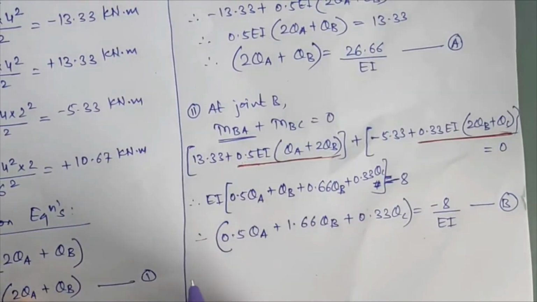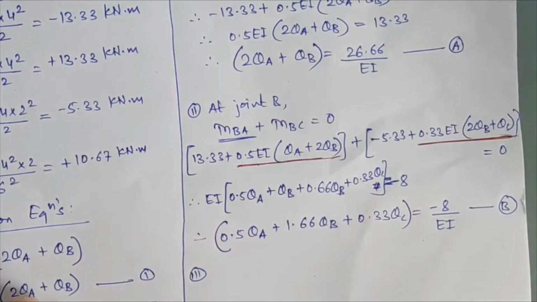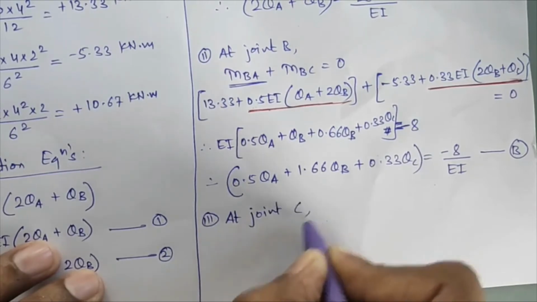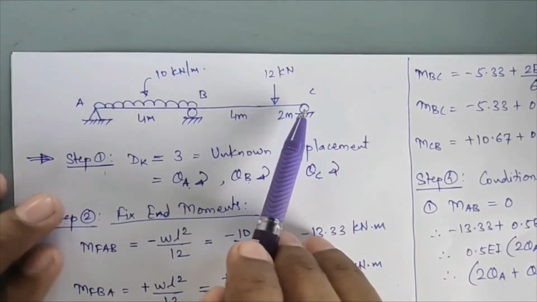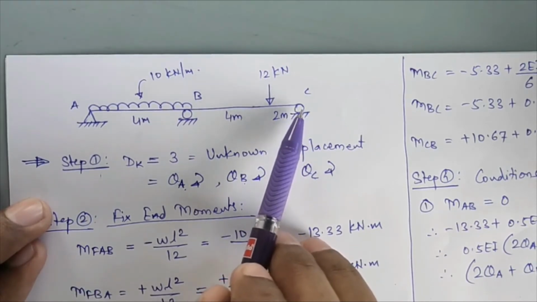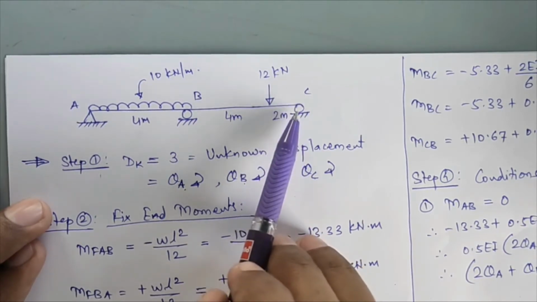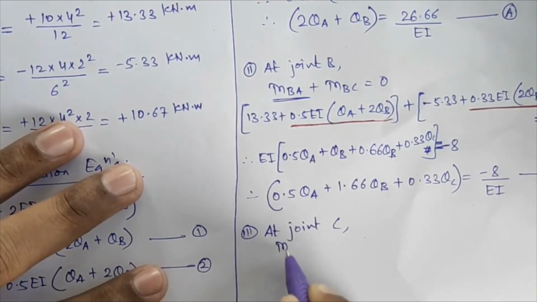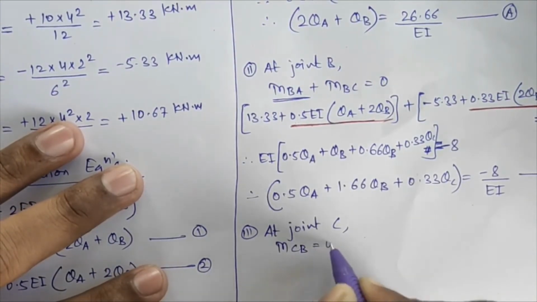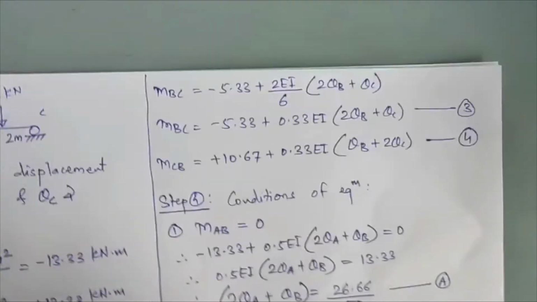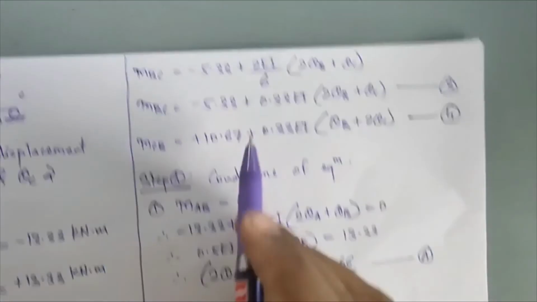Now I'll require one more equation, my third equilibrium condition, which will be at joint C. Same as joint A, joint C is also an end hinge support. The end hinge support cannot resist any type of bending moment, so the final moment at this joint shall remain equal to 0. So my last condition is MCB shall be equal to 0. I have the equation for MCB, my equation number 4 over here, and I'll substitute that.